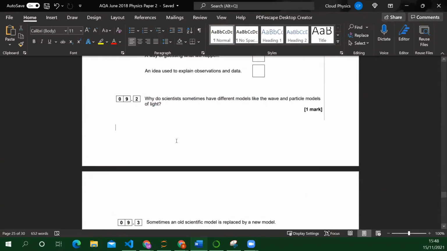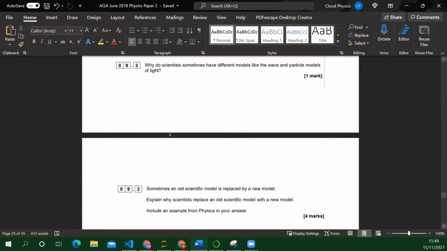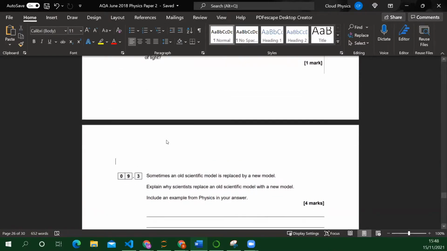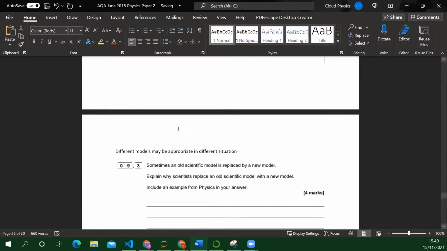Okay. Why do scientists have different models, like the wave and particle models of light? I mean, you could have a lot of time answering that question, like why they do. Sometimes, but it's not just about light. Okay. So different models may be appropriate in different situations. So in some situations, light is measured as a wave, in some it's measured as a particle.